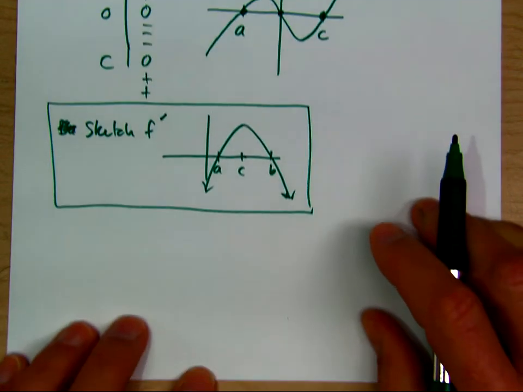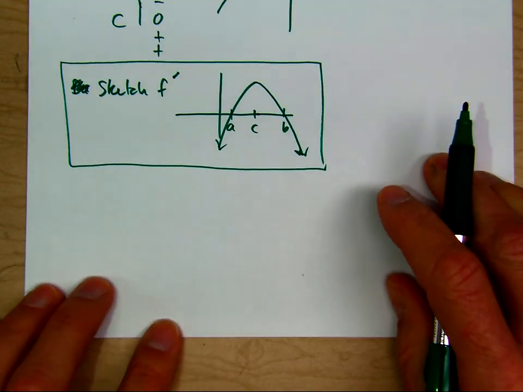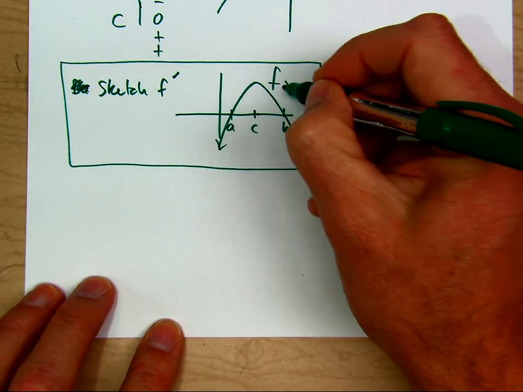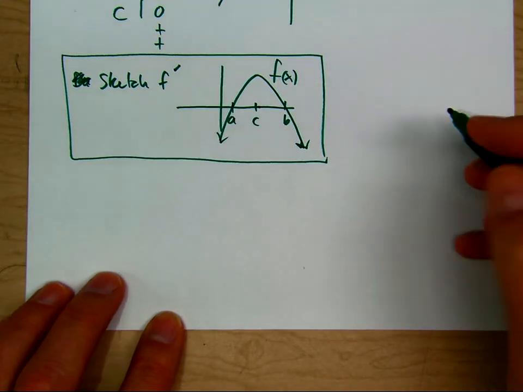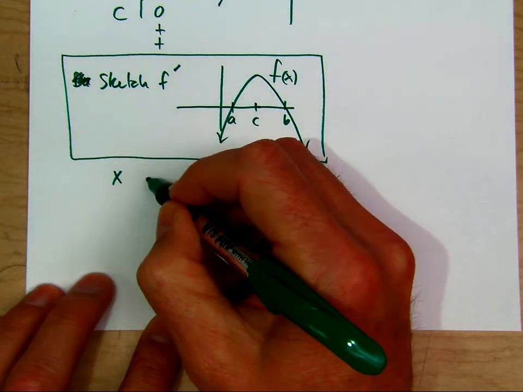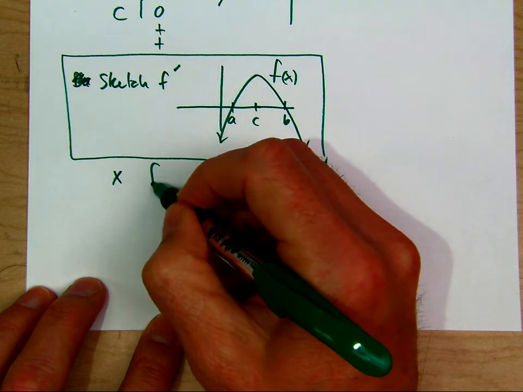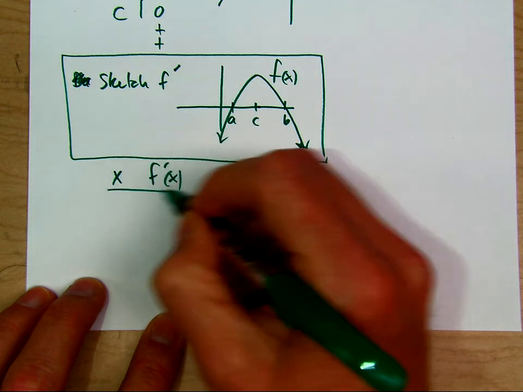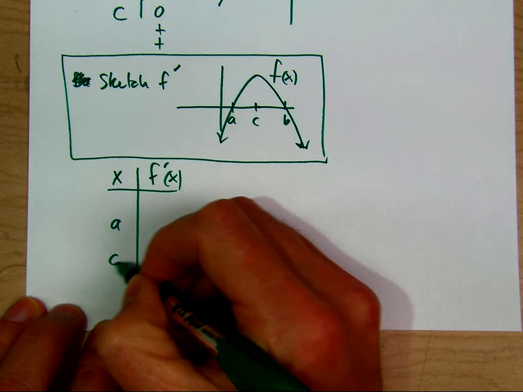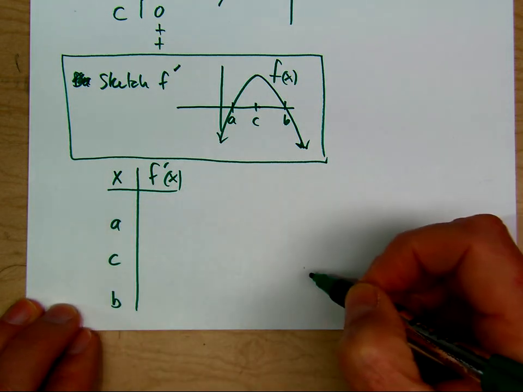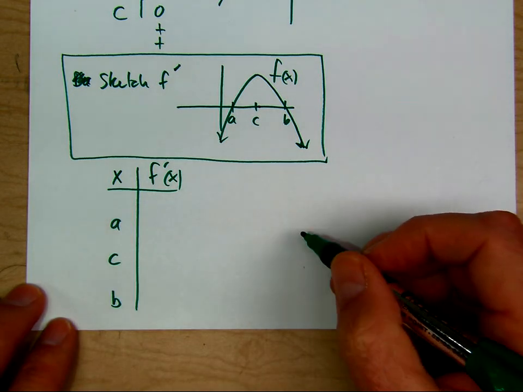Okay, use the same strategy. We have the graph of f, and you need to sketch f prime. Pause the video and try that one. We have a, c, and b. Leave some space. We need slope.